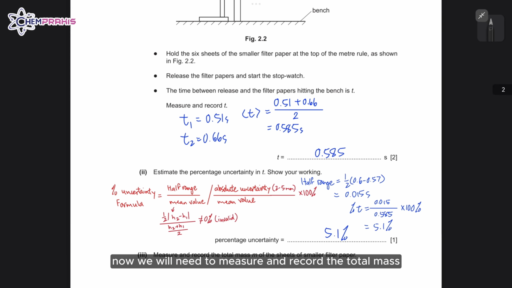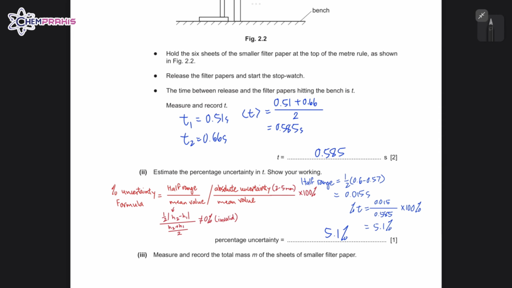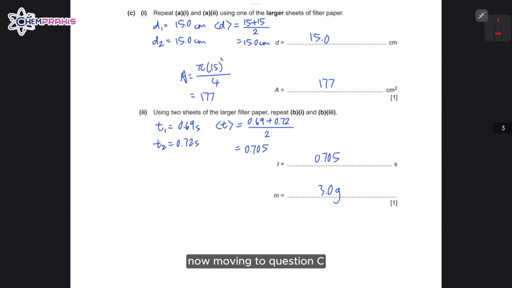Now, we will need to measure and record the total mass M of the sheets of smaller filter papers, which I got as 3.5 grams. Make sure to write your units as the question did not include it. Now, moving to question C, we will need to repeat questions A1, A2 using one of the larger sheets of filter paper, and after that, using the 2 sheets of larger filter paper, we will also need to repeat the experiments in B1 and B2, which I have recorded the data here.